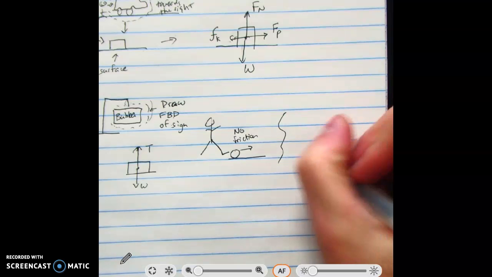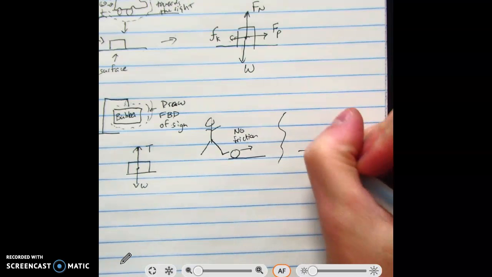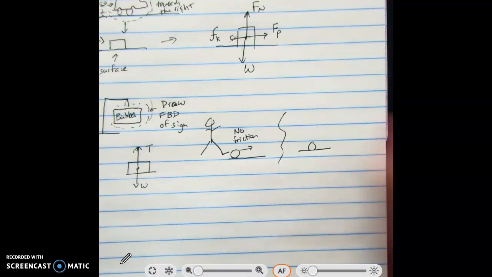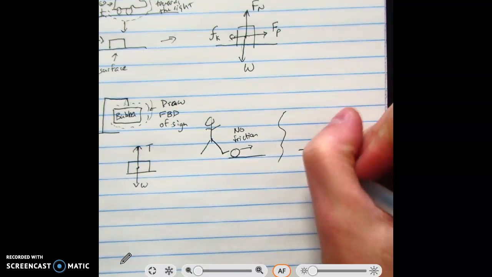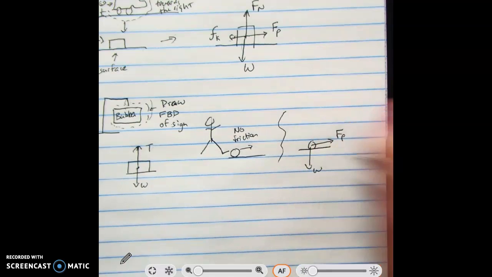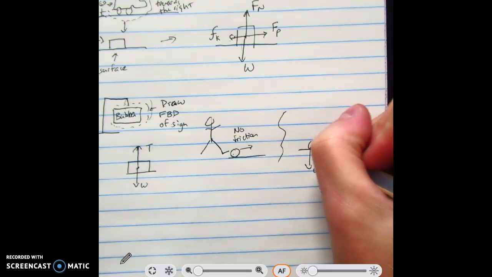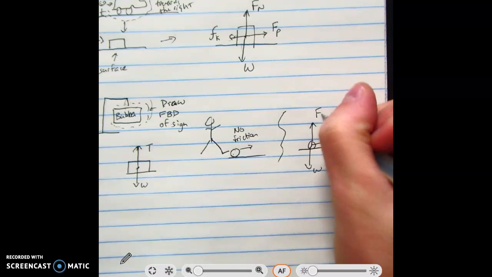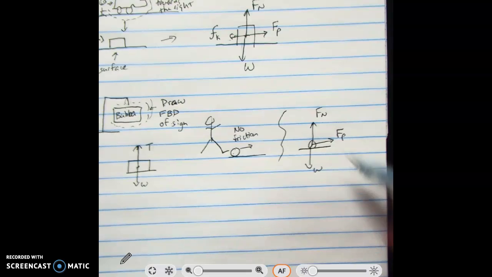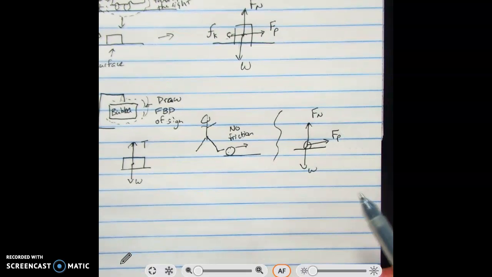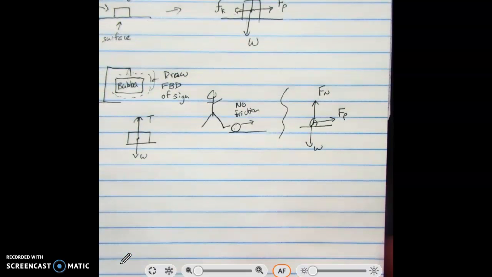Okay, so free body diagram. Have my little ball. Dot in the middle. Force push. Weight. And because we're on a surface, force normal.